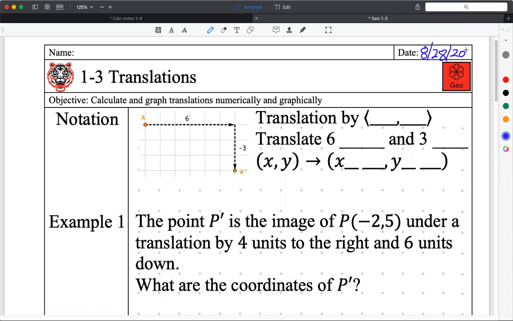Our objective today, who would like to read that? Hazy, go for it. Calculate and graph translations numerically and graphically, yeah. I think you cut out there a little bit for the internet. Yeah, thank you. Translations are typically the easiest thing you will ever see in geometry.